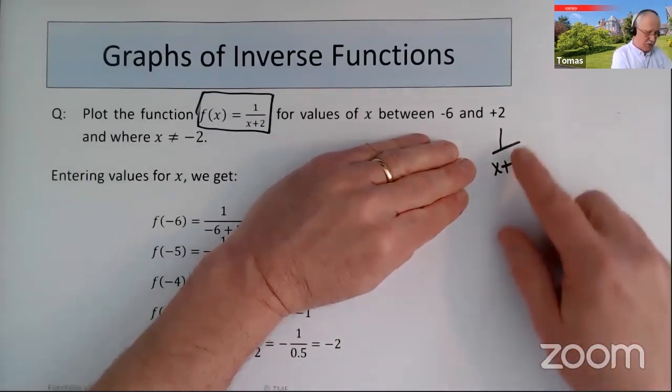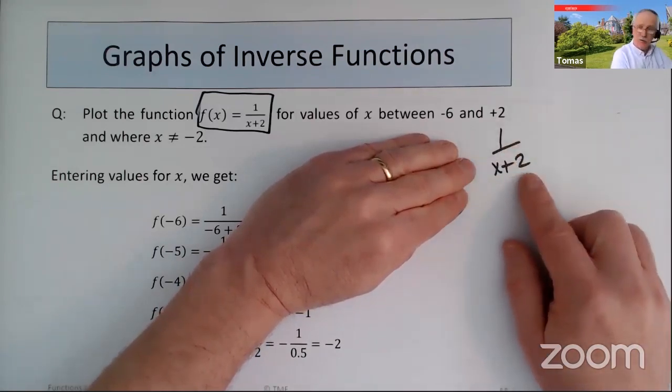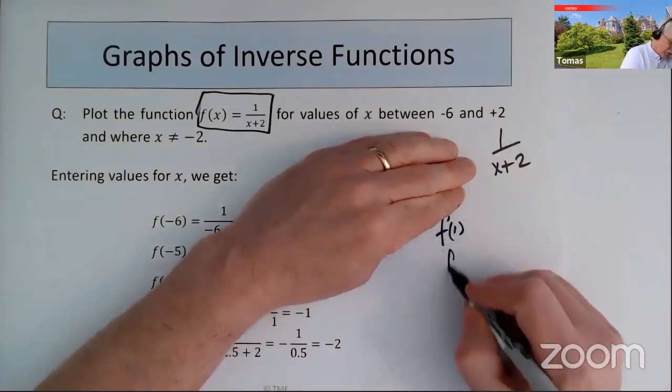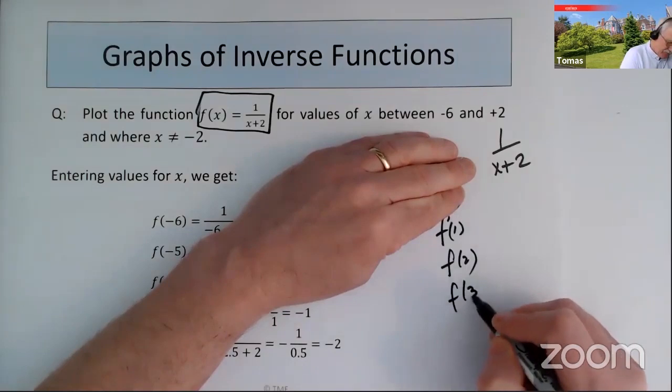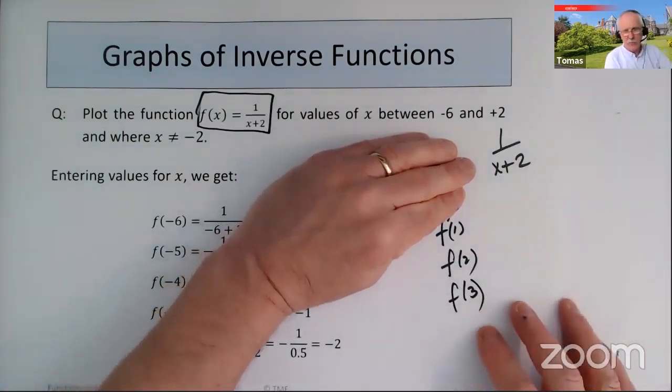When x is 0, it's 1 over 0 plus 2, which is a half. When x is 1, it's 1 over 1 plus 2. So you just plug in the values as you did before. What's f of 1? What's f of 2? What's f of 3? You plug in the numbers for plotting graphs exactly as you did for plotting points.